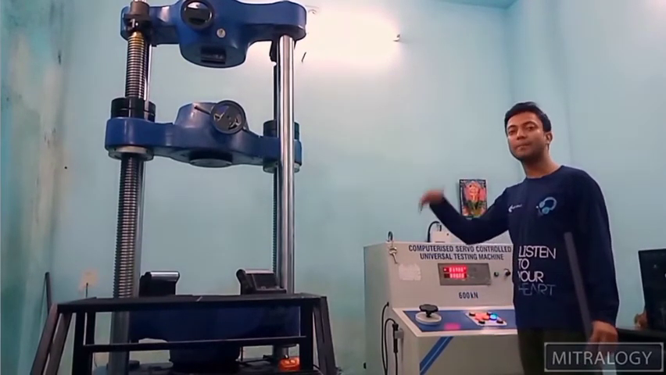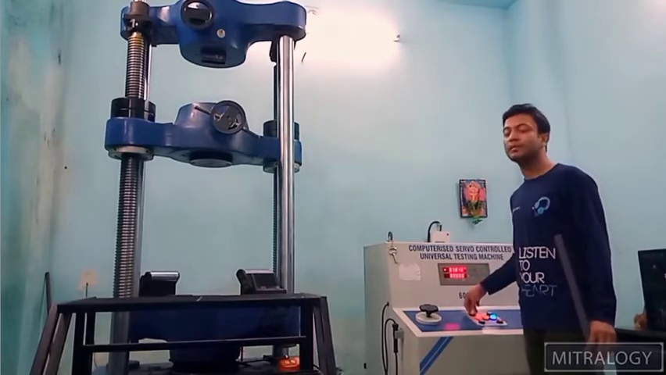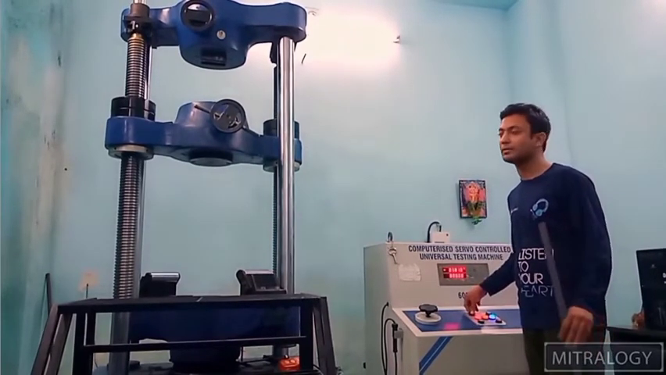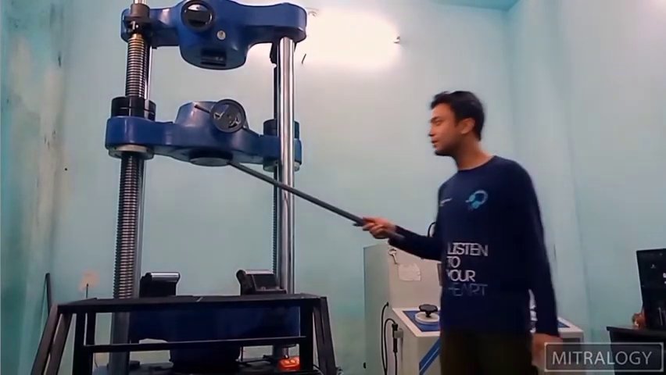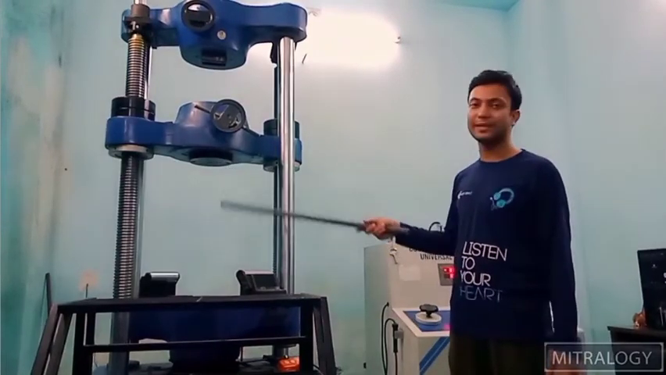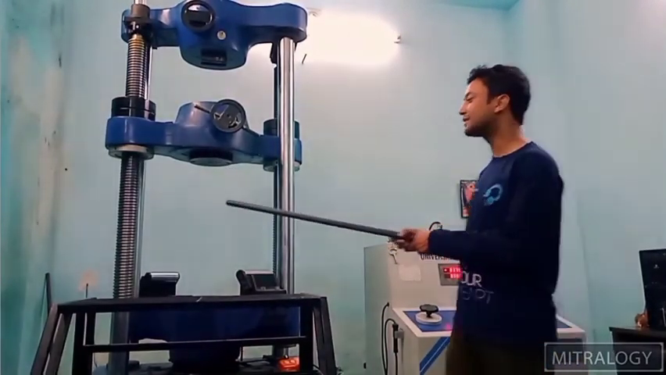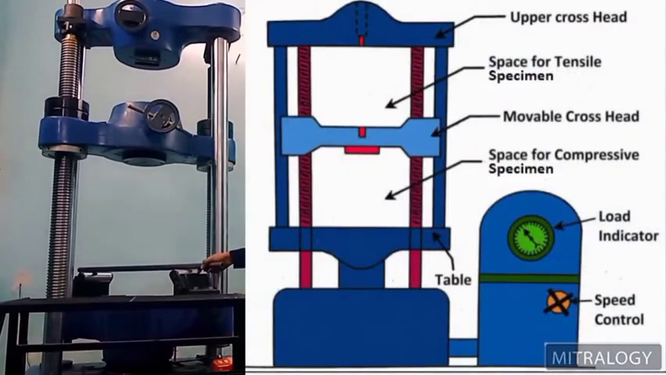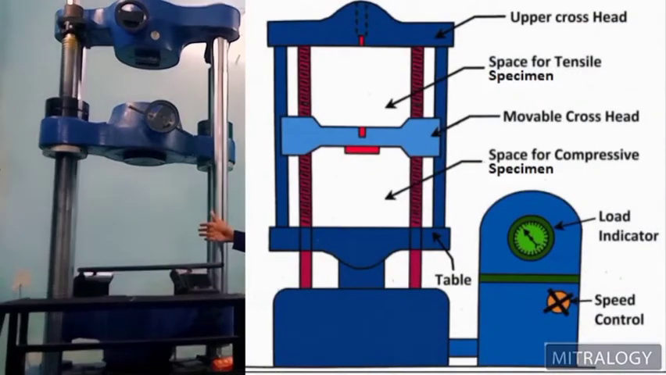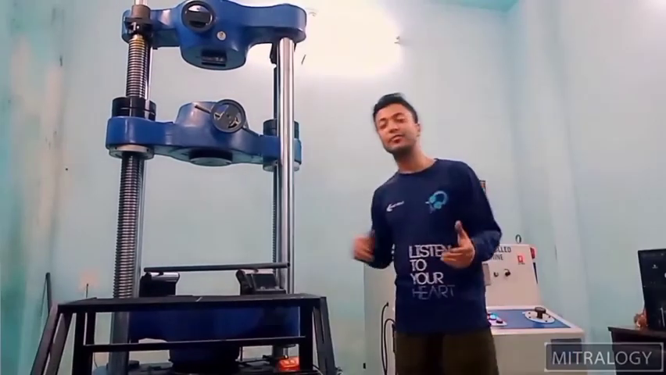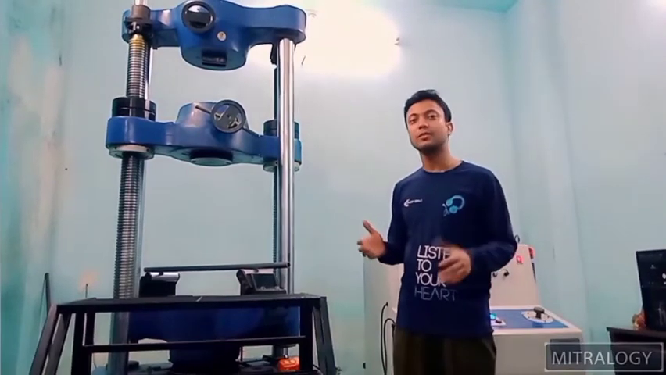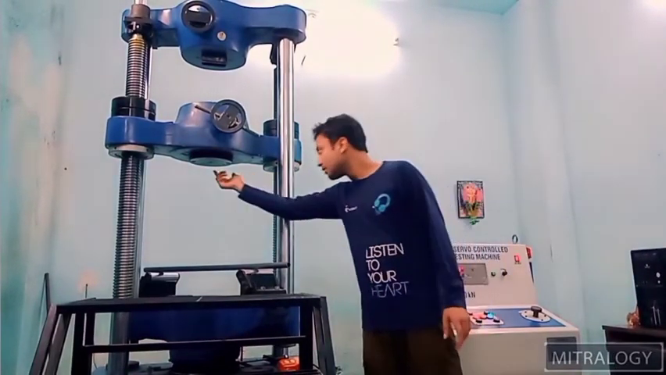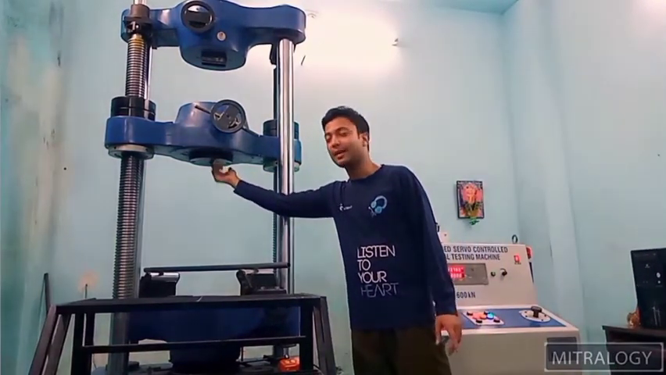Similarly, we can raise it by pressing the up button. And the space in between is for the compression test. We can keep the sample here and do the compression test. For this, we have different types of mandrels also. We can install the mandrel here and do the bend test.